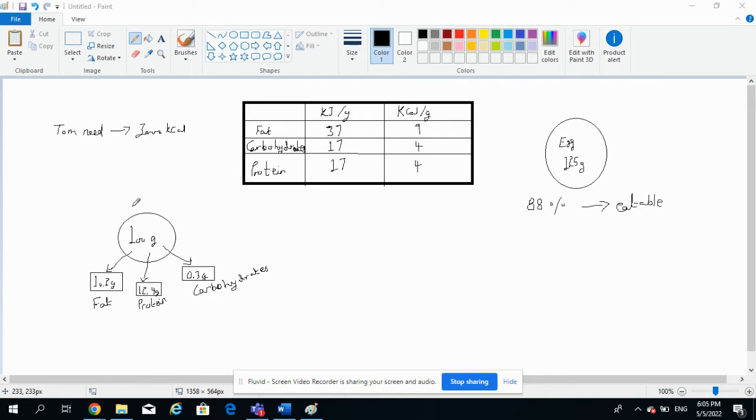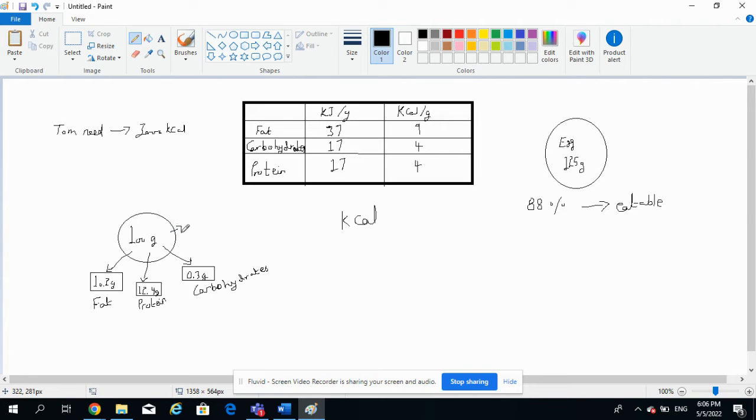egg. So we have a scenario that there is a 100-gram egg which contains 10.2 gram fat, 12.4 gram protein, 0.3 gram carbohydrates. Now we have to first find, in kilocalories, the amount of fat, carbohydrates, and protein that the 100-gram boiled egg contains.